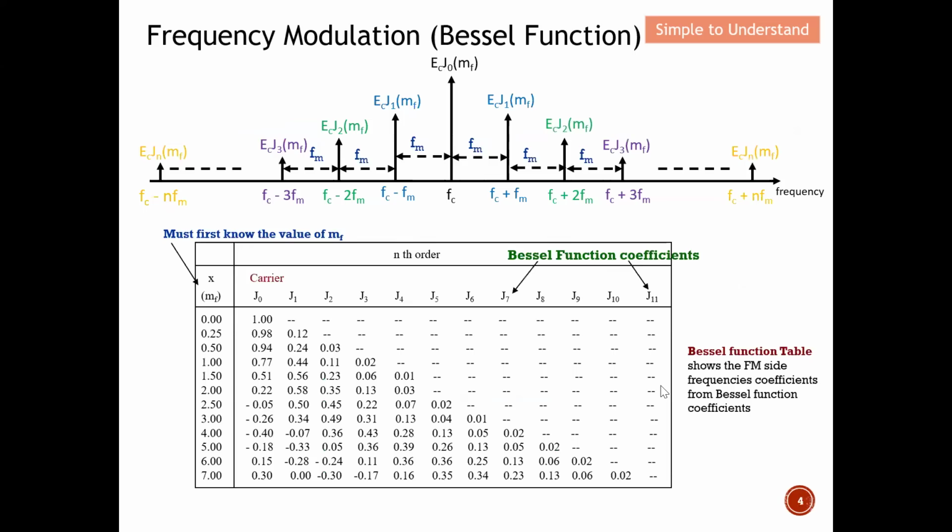Let's move on. This is the diagram that I showed you earlier on. This is the Bessel function table. These are all the Bessel function coefficients that I mentioned earlier on. This, together with the EC, will give us the peak value. So what is this? On this column here, you can see that this is what we call the modulation index. We must know this modulation index before we can make use of this Bessel function table. Again, all this will be clearer with an example.